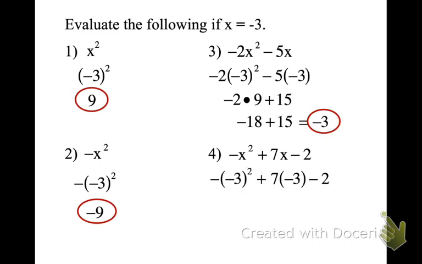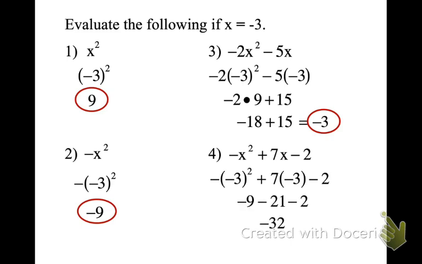Again, remember, we do the exponent first, so that becomes a 9 times the negative. This becomes minus 21 and minus 2. Negative 9 minus 21 minus 2. I owe $9, I owe $21, I owe $2, I owe 32 altogether. Okay? Pause it if you want to take notes.